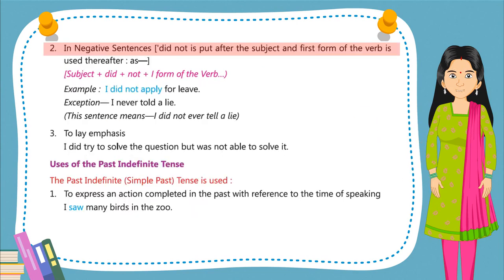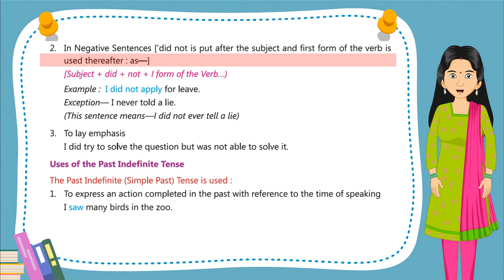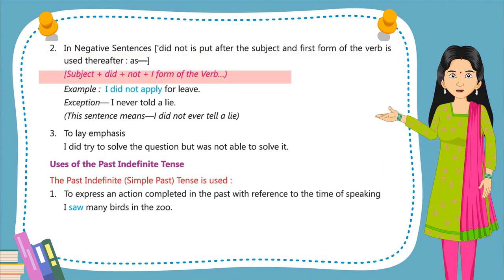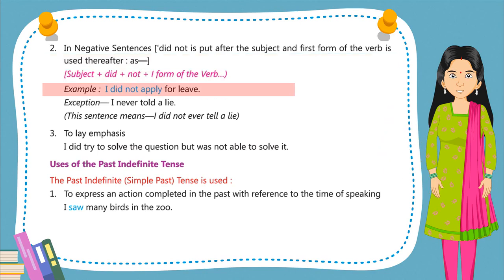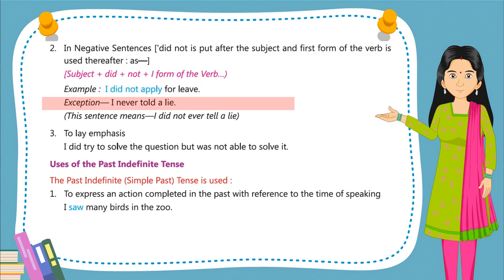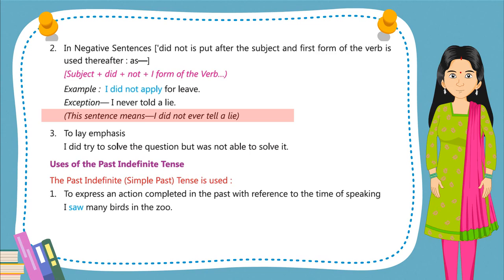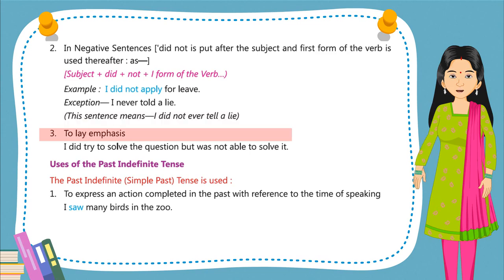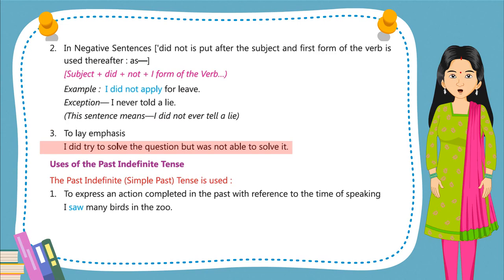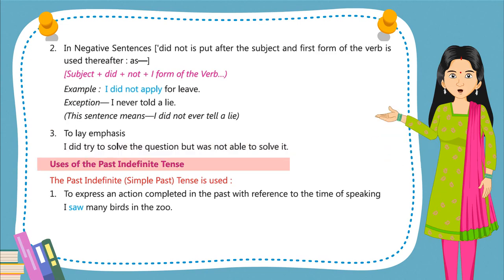2. In negative sentences, did not is put after the subject and the first form of the verb is used thereafter. As subject plus did plus not plus first form of the verb. Example, I did not apply for leave. Exception, I never told a lie. This sentence means I did not ever tell a lie. 3. To lay emphasis. I did try to solve the question but was not able to solve it.